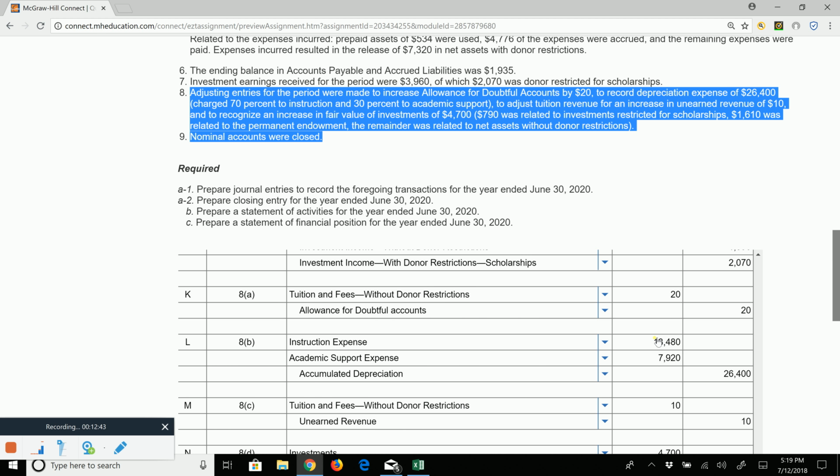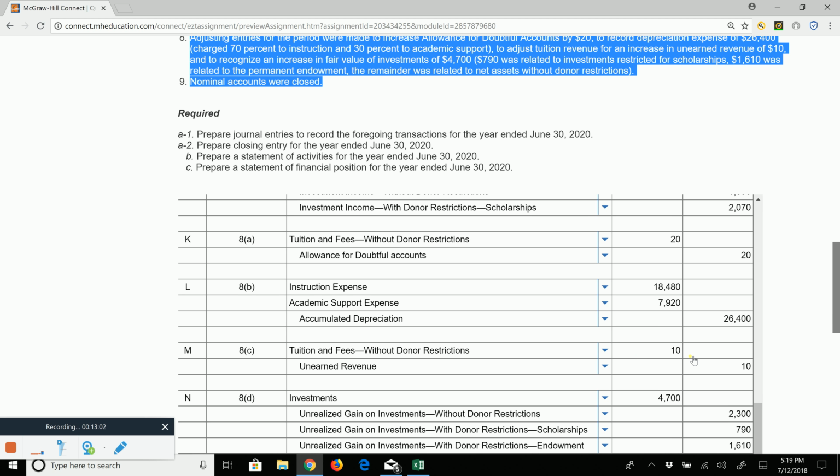And you can see we're going to break that up between instruction and academic support. I think it's a 70-30 split. Debit the expenses, and we will credit accumulated depreciation. We're going to adjust tuition revenue to increase unearned revenue of $10,000.